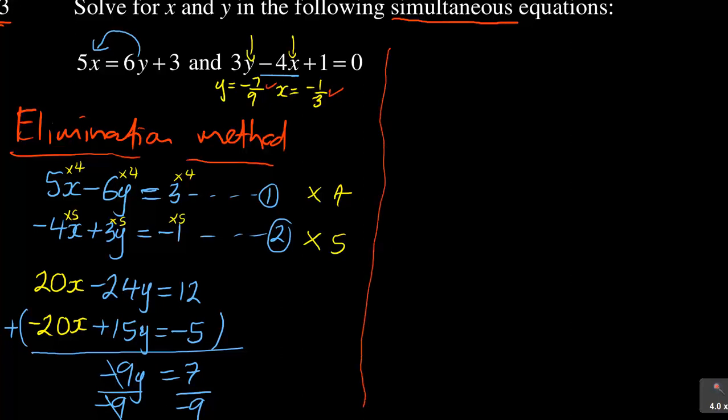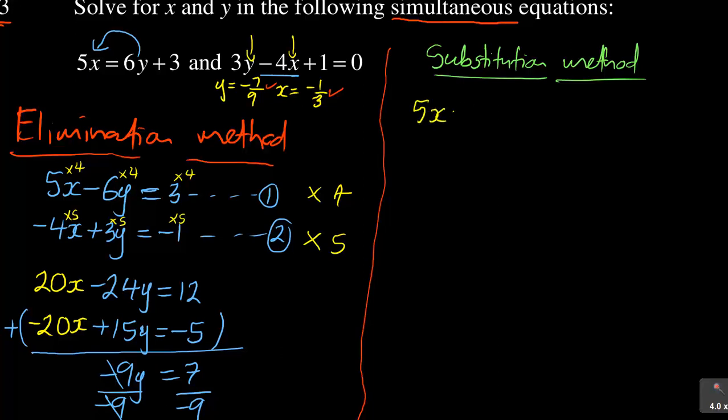Now, that is the first method. If you look at the second method, it is called the substitution method. They made it 4 marks and it had some fractions, and most students sometimes get confused with fractions. That's why it might have been a little bit difficult. Now with the substitution method, what you need to do: you are given the first equation, 5x is equal to 6y plus 3.